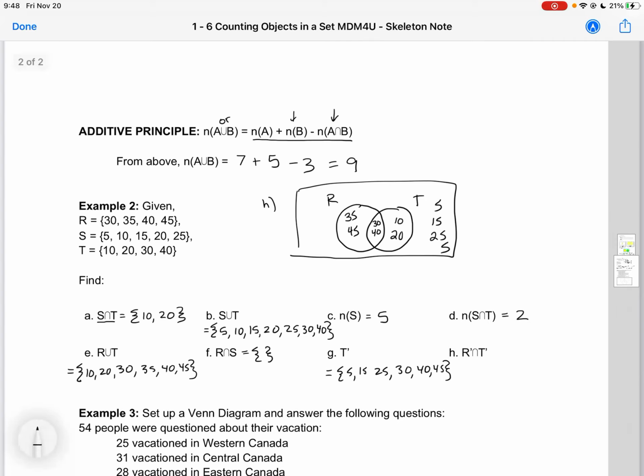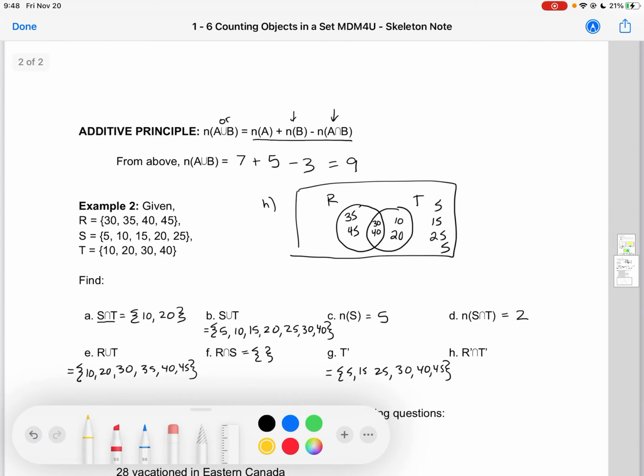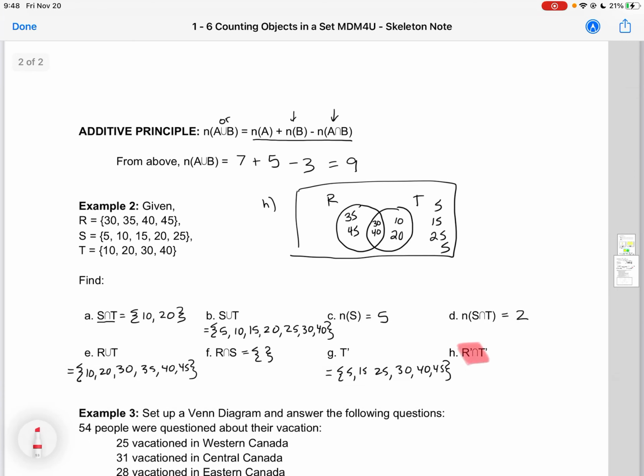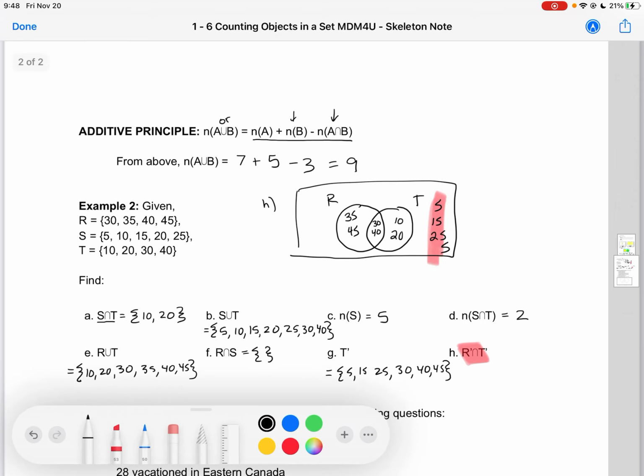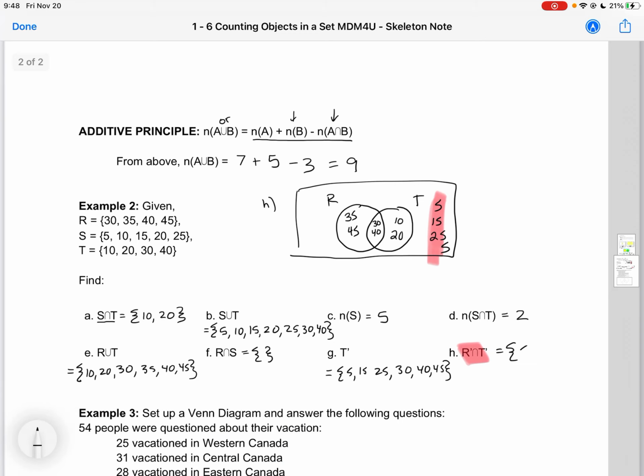So from my Venn diagram, the ones that I'm looking for are not in R and not in T. So that means I'm only looking for the ones that are outside of the circle, which is going to be the elements that are in set S that aren't in R or T. Those elements are 5, 15, and 25.